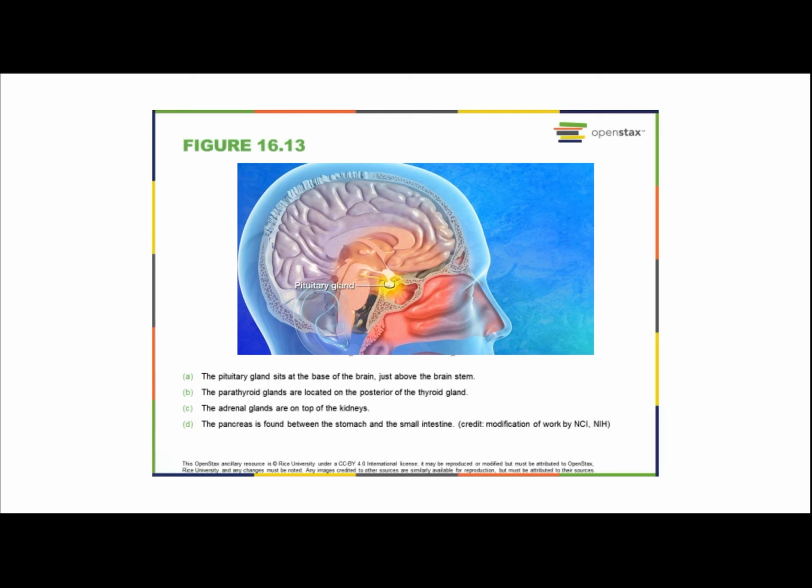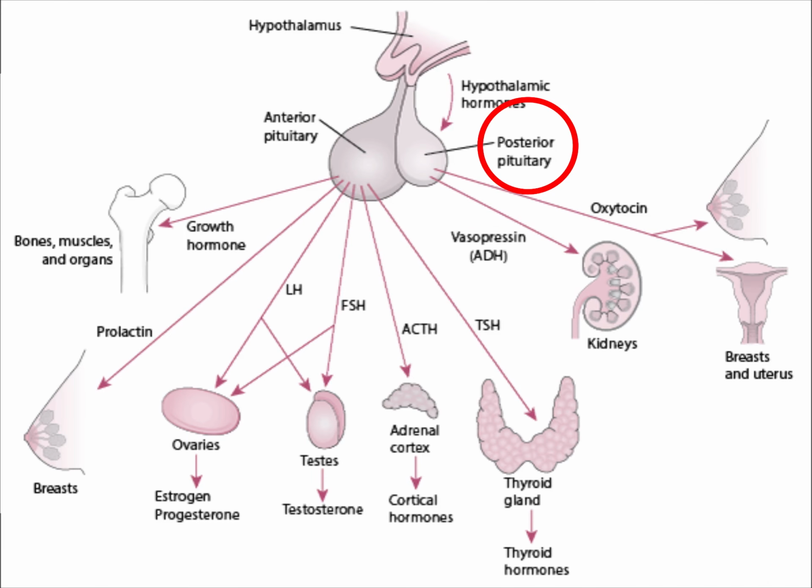The pituitary gland sits at the base of the brain just above the brainstem. It's attached to the hypothalamus. The posterior lobe stores and releases oxytocin, an antidiuretic hormone produced by the hypothalamus. The anterior lobe responds to hormones produced by the hypothalamus by producing its own hormones, most of which regulate other hormone-producing glands. The anterior pituitary produces 6 hormones: growth hormone, prolactin, thyroid-stimulating hormone, adrenocorticotropic hormone, follicle-stimulating hormone, and luteinizing hormone.